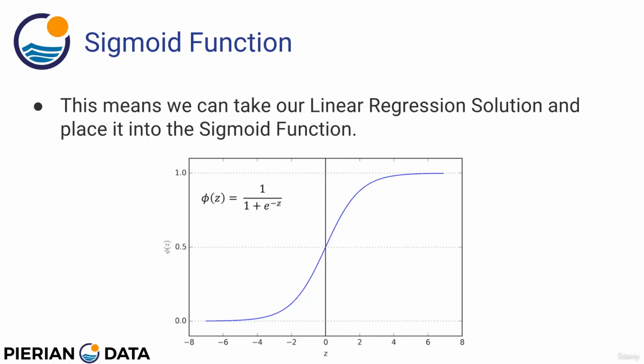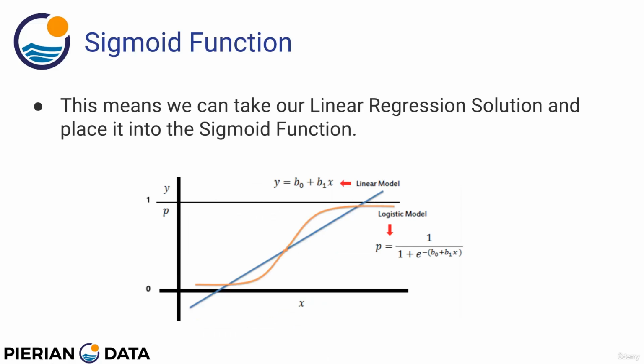This means that we can take our linear regression solution and place it into this sigmoid function. And that's going to look like this. Remember, our linear model followed a basic y equals mx plus b principle. Here we have our linear model as y equals beta naught plus beta 1 times x. If we take that linear model and put it into the sigmoid function, we finally are able to transform this linear regression to a logistic model, meaning it doesn't matter whatever the value of the linear model output actually is, it's always going to be between 0 and 1 when we place it into the logistic model or the sigmoid function.